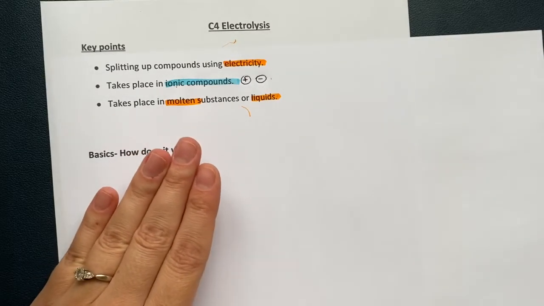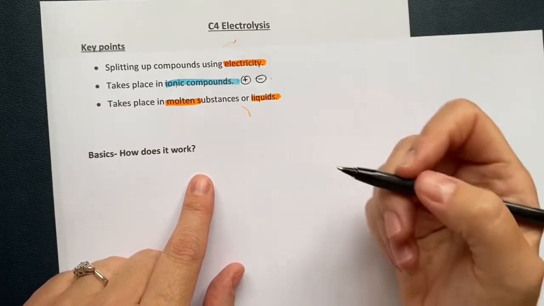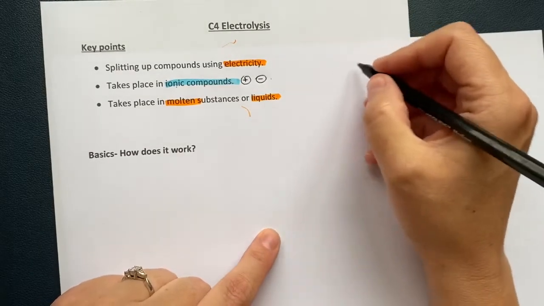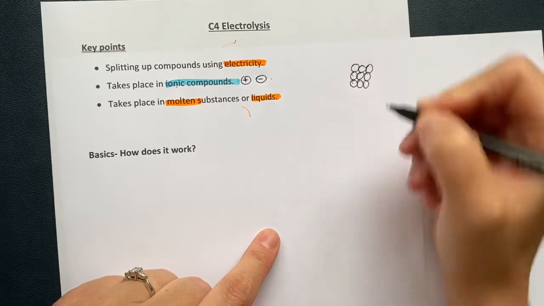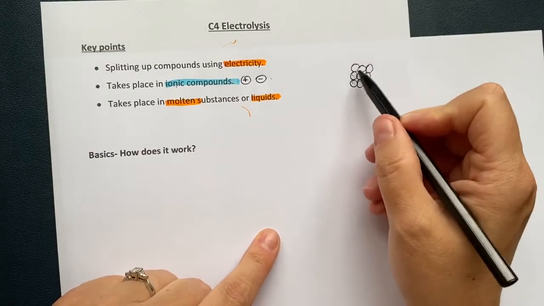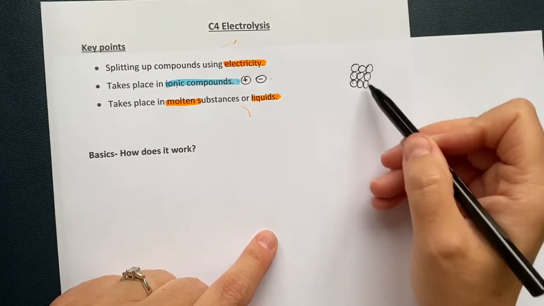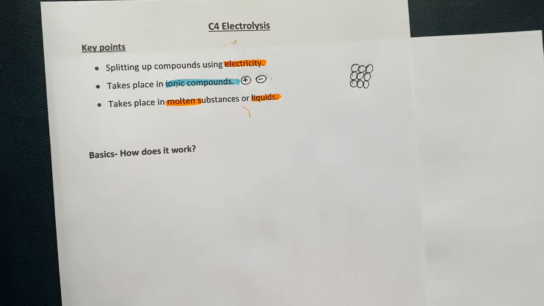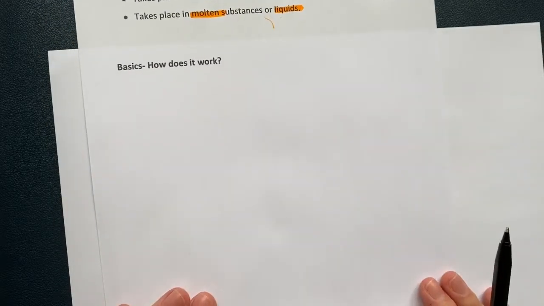Now, why can we do electrolysis only in molten substances and liquids? Think about the arrangement of particles in solids, liquids and gases. In solids, particles are arranged something like this. What is the attraction between them? Well, the attraction is very strong, so they cannot move around. Whereas in molten substances and liquids, particles are free to move. We're going to discuss later on why this is important. Now, let's look at the basics. So how does it work?